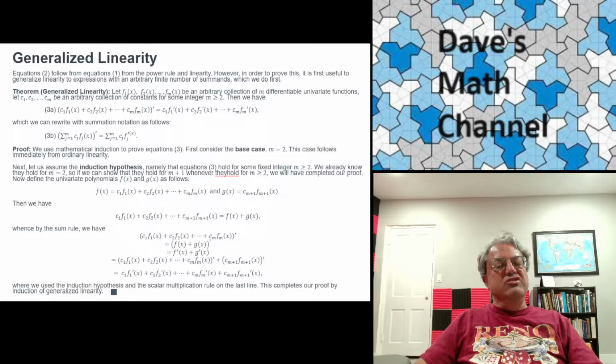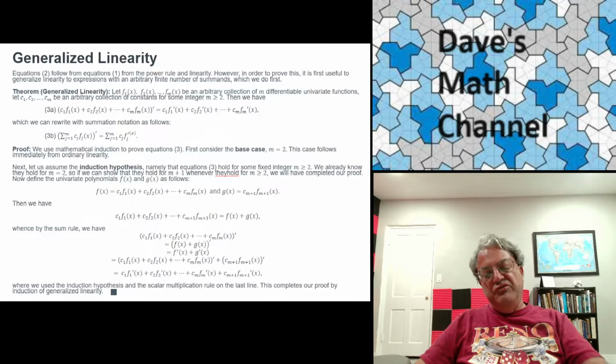But now we can use our induction hypothesis to say that f prime of x is just the weighted sum of the derivatives of f1 up to fm. And for g prime of x, we can use the scalar multiplication rule to say that it's equal to c sub m plus 1 times f sub m plus 1 prime of x. So now when we add everything, we get what we want. We get the weighted sum of the first m plus 1 terms. So we've shown that if we assume the induction hypothesis holds for some fixed m, it must hold for m plus 1 as well.